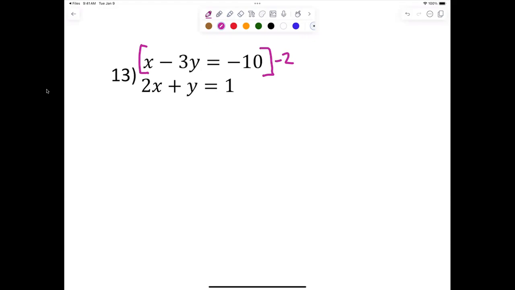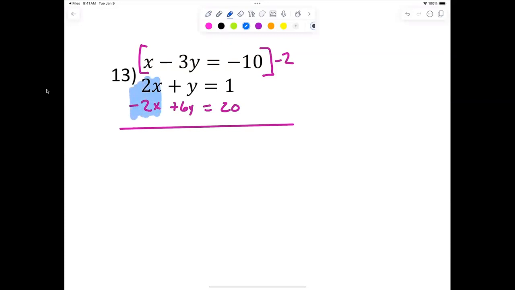I like what you said. Multiply the top by -2. So I have -2x plus 6y equals 20. Now I add them down. All right, what happens to the 2x and the -2x? 6y plus 1y. 7y equals, so y equals 3. Y equals 3. Is everybody with me on this?